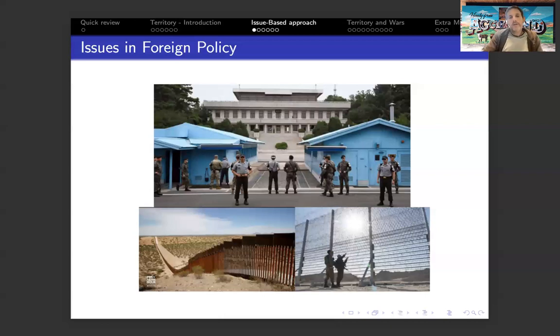Okay, so we keep talking about this idea of territory, and territory as an issue, and how that leads to conflicts. First, I wanted to share with you some of the most famous territorial disputes between countries in the world. So here we have the 38th parallel separating North and South Korea, a very famous area over the world, which led to a lot of tensions between countries.